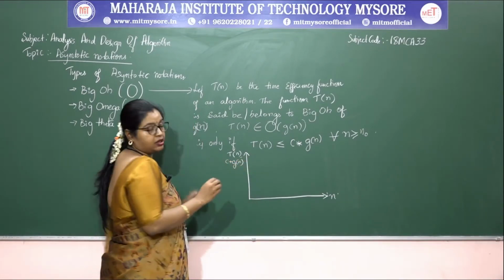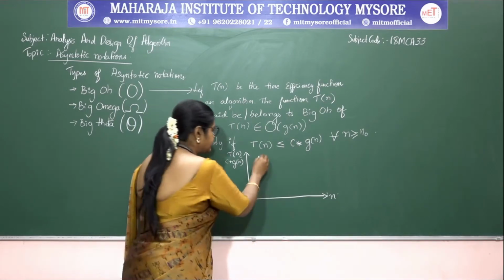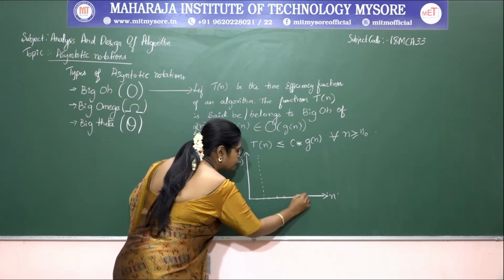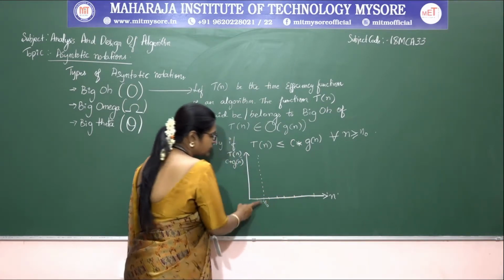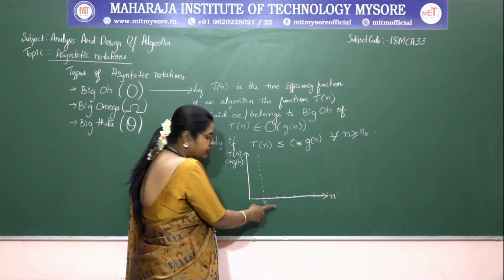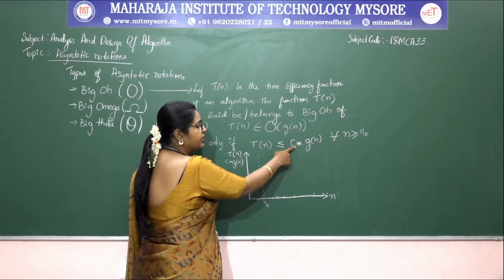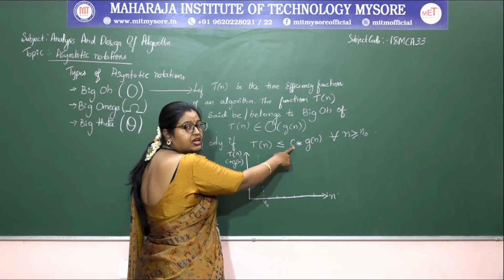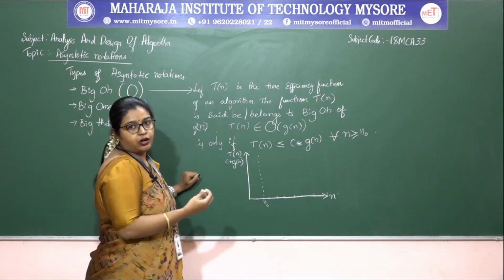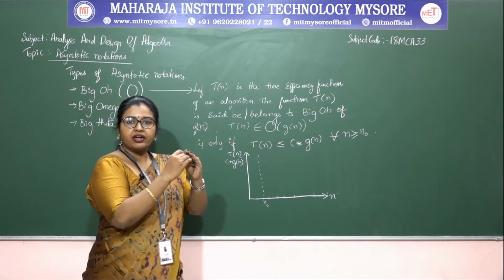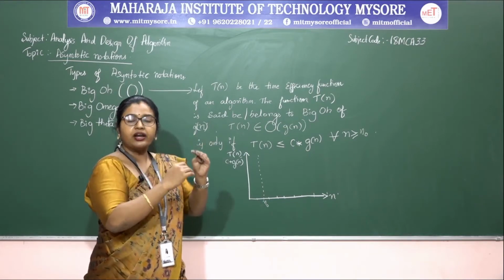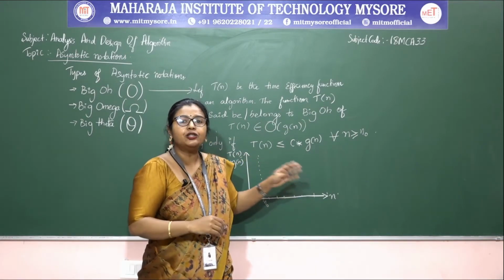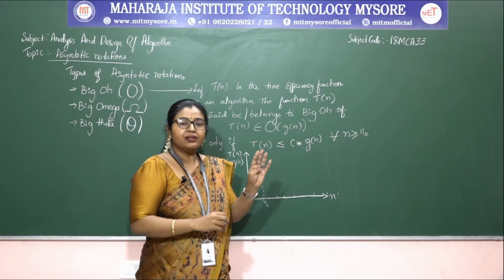If you draw this curve, how exactly does it look? These are all the n values. After some value, the absolute value we can say, your T of n should be lesser than c into g of n. So that represents the upper bound of the algorithm. That is nothing but your T of n, at any given point of time or for any given inputs, is not going beyond your c into g of n. So that will be the worst case.